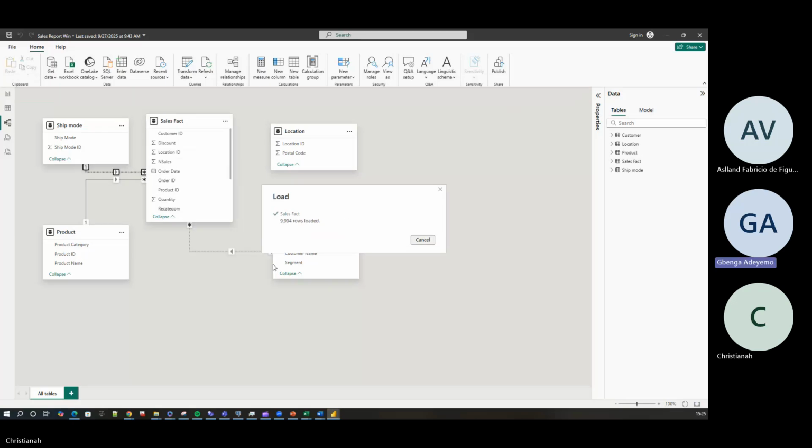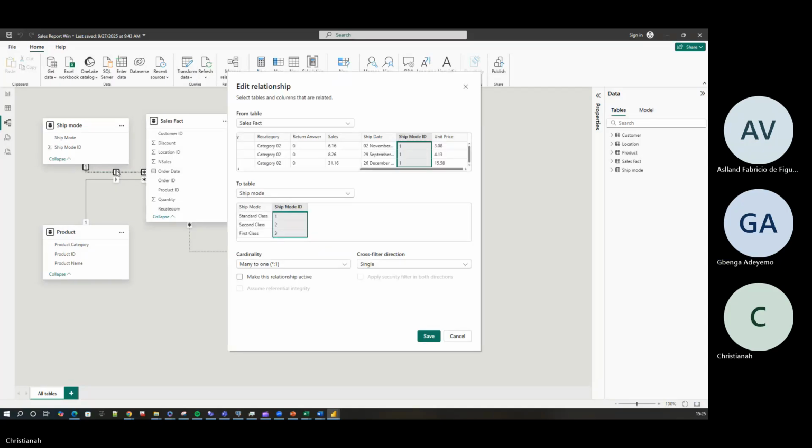Okay, good. Now, I also see that some of your relationships are showing a straight line and some of these are showing a dotted line. Do you know what that means? Yes. Dotted line sometimes means inactive relationship. Now, double click on the line between ship mode and sales facts. You see that it's not an active relationship.